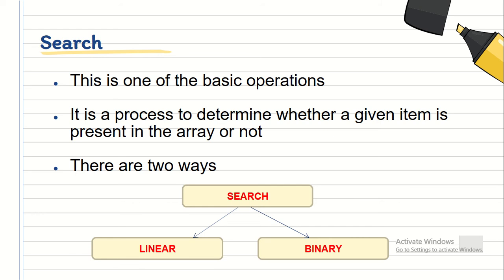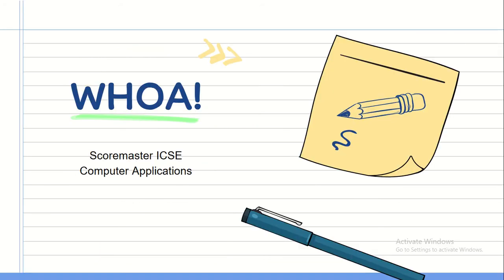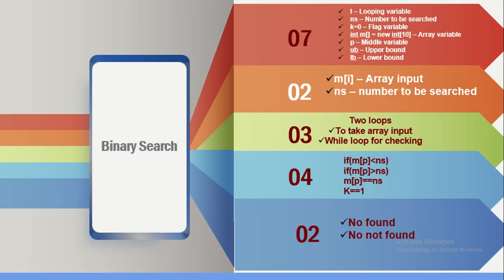As we saw in the last video, we saw about the linear search. Search is of two types, one is linear search, another one is binary search. Let us see about the binary search in detail. This is Core Master ICSE computer application presenting in front of you the binary search technique.